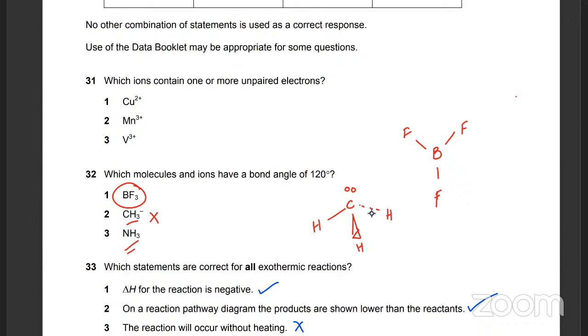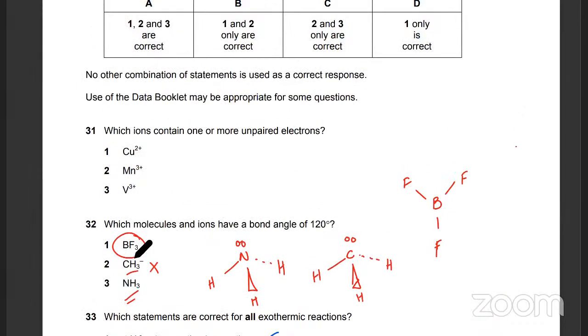NH3 is exactly the same. N has 5 electrons, 3 of them are bonding, and you have 2 electrons left. So that's exactly the same shape. It's 107. So only 1 is correct.